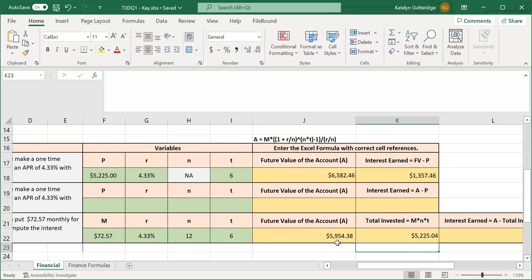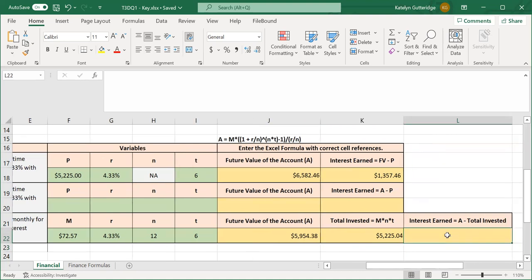In the account, I have $5,954. So that extra money we have in the account is the interest we earned. So let's figure out how much interest we actually earned. So to figure out the interest earned, we take A minus the total investment. So I need to subtract these two values, take the future value of the account minus the total investment. So start with my equal sign, click on that future value of the account, the A value, minus the total investments, and then hit enter.